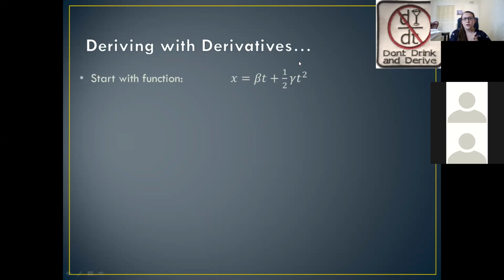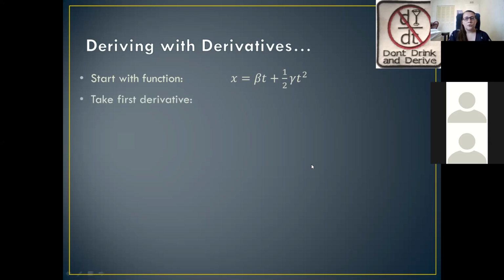Okay, so we're going to start here with this function, this position function, x equals beta t plus 1/2 gamma t squared. So that B looking symbol is the Greek letter beta, and the weird Y looking symbol is the Greek letter gamma. And those are just random variables that we're using as placeholders. So we'll replace them in just a moment.